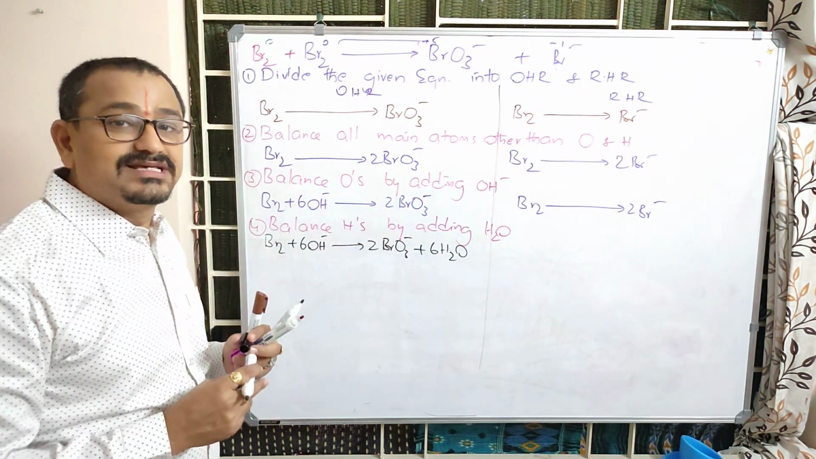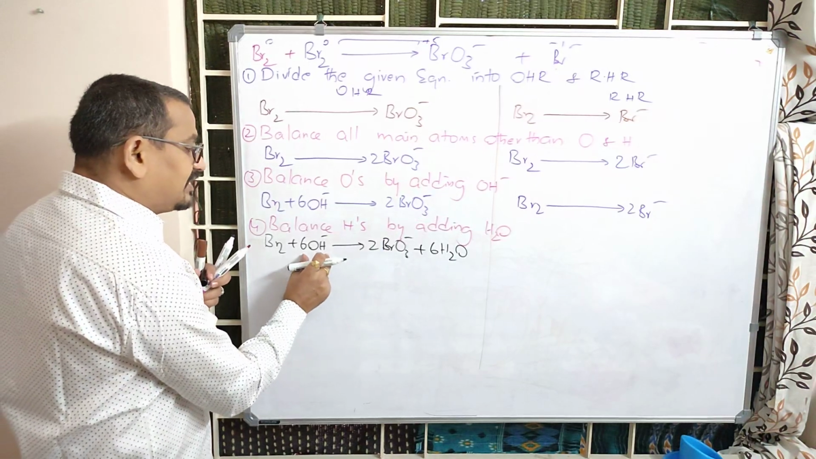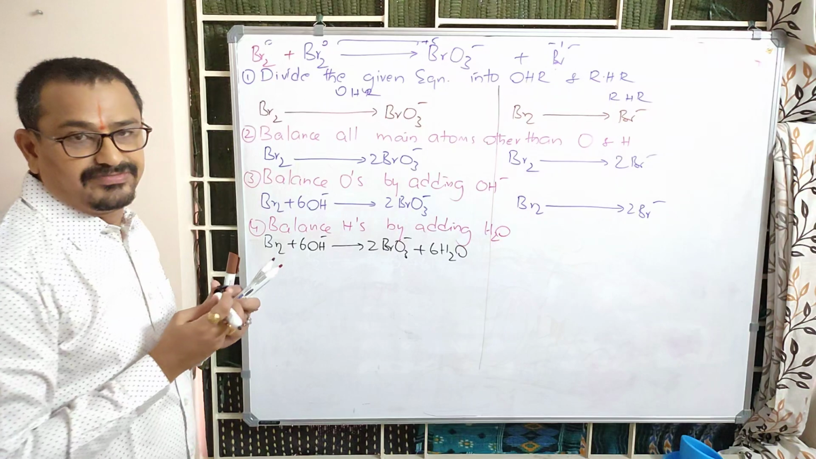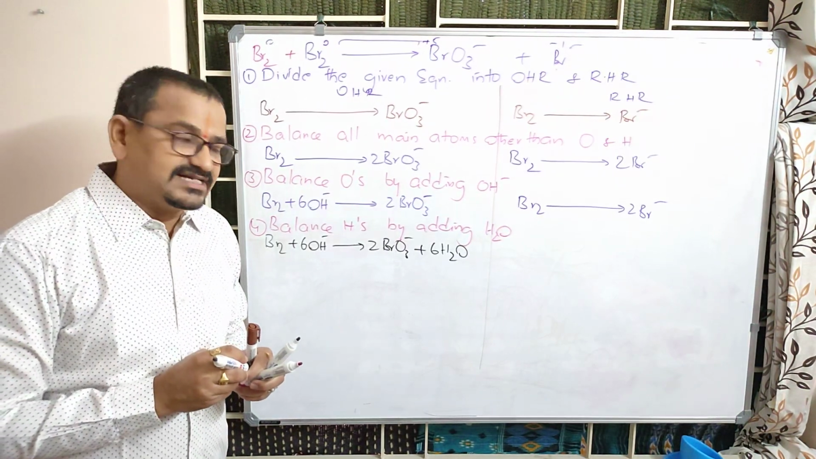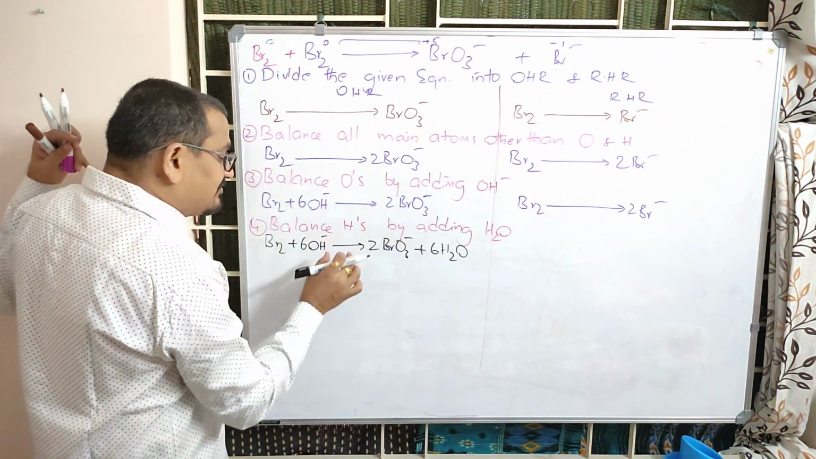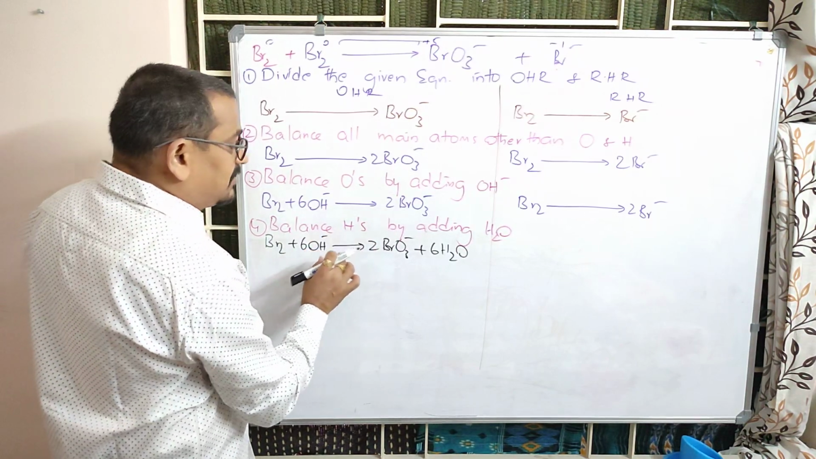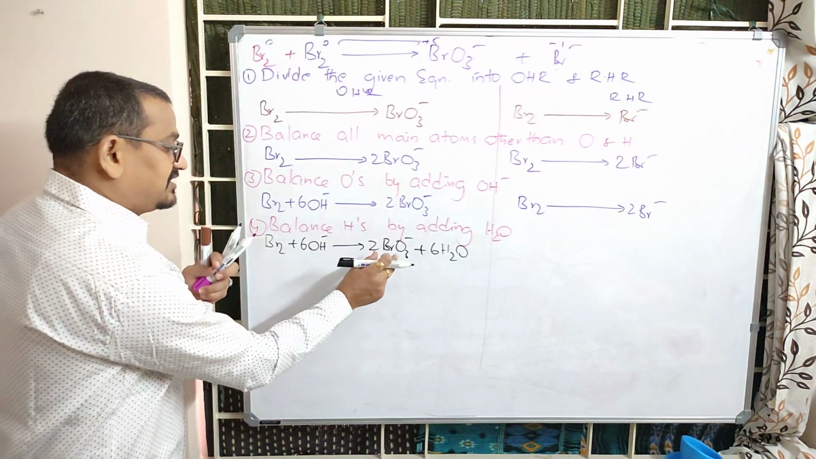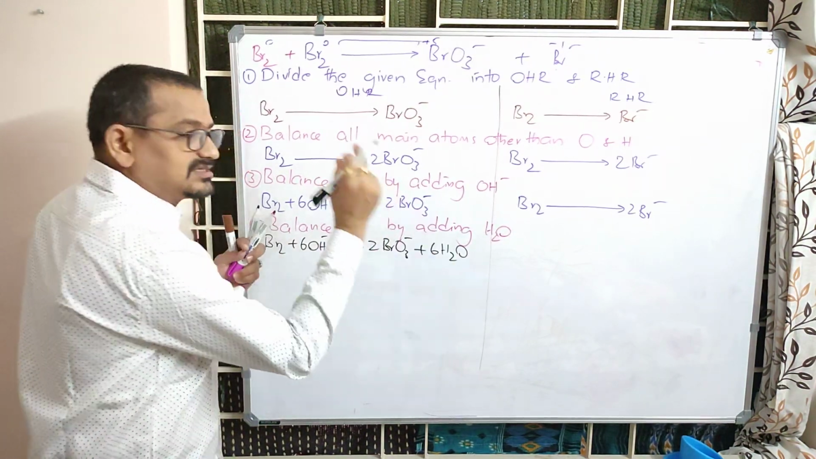But one problem came here. See, before equating hydrogens, we already equated oxygens, 6 oxygens and 6 oxygens. We already equated oxygens, right? Then while balancing hydrogens by adding H2O, newly 6 oxygens came. Have you noticed? Other than the 6 and 6, newly 6 oxygens came here.